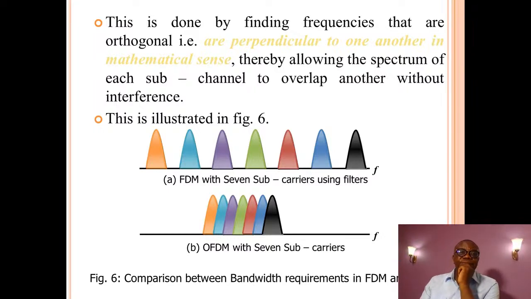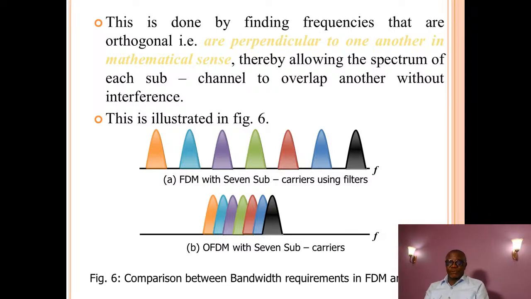Now, this is done by finding frequencies that are orthogonal, that is, that are perpendicular to one another in the mathematical sense, thereby allowing the spectrum of each sub-channel to overlap another one without interference.